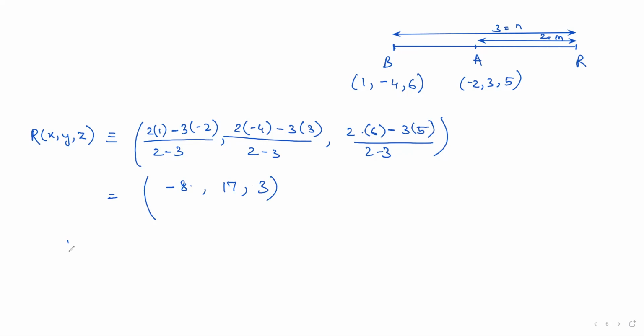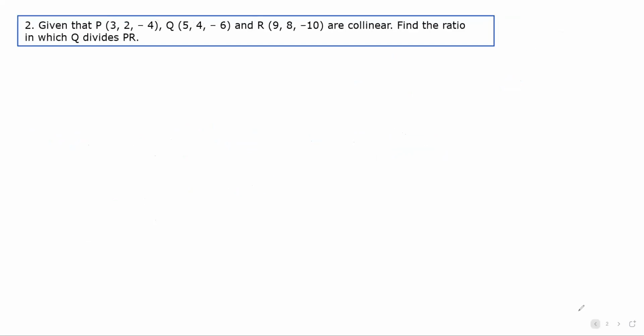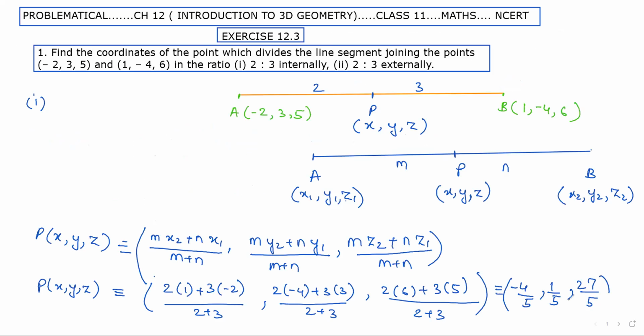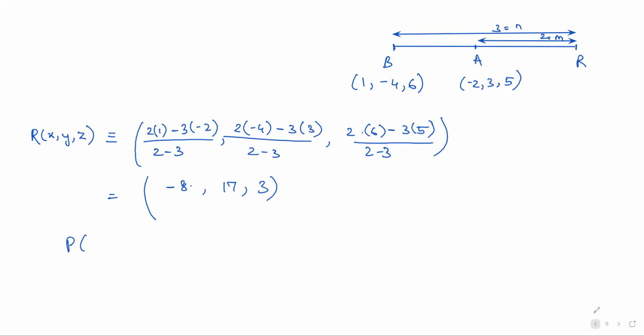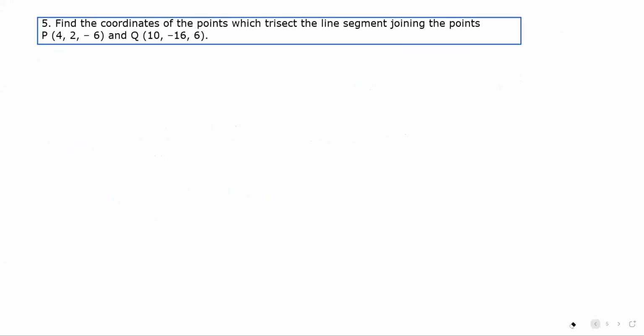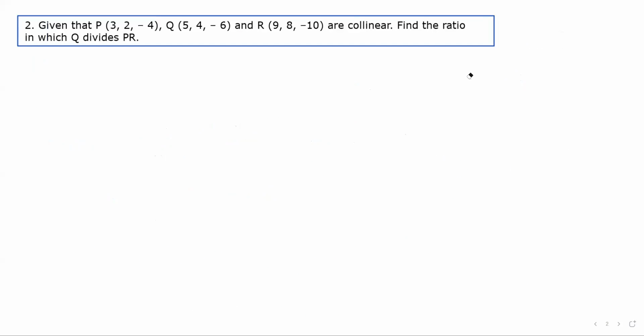So the coordinates of point P would be -4 by 5, 1 by 5, 27 by 5, and the coordinates of R, which is the external division, will be -8, 17, and 3. Okay. Second question.